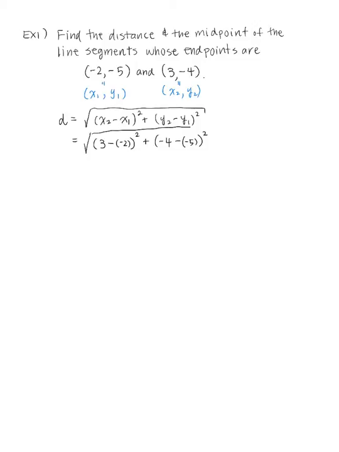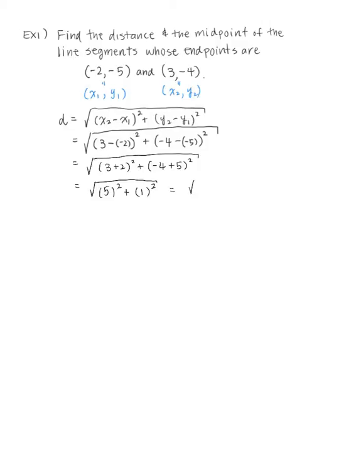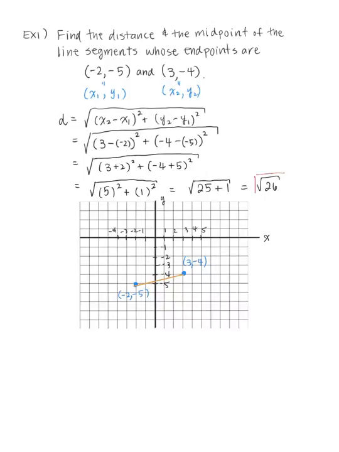And then the whole thing is square rooted, which is the same thing as the square root of 3 plus 2, squared, and then -4 plus 5, the whole thing squared. I'm trying to work this step by step. So what do we got? We got 5 squared, plus 1 squared, the whole thing square rooted. So it looks like our distance is going to be the square root of 25 plus 1, which is the square root of 26. Let me box this, and I'm a very visual person, so I had to draw it out.